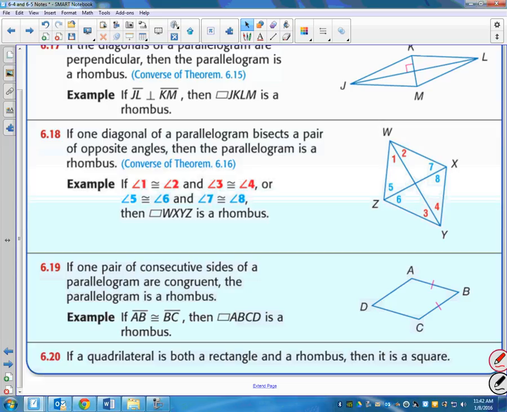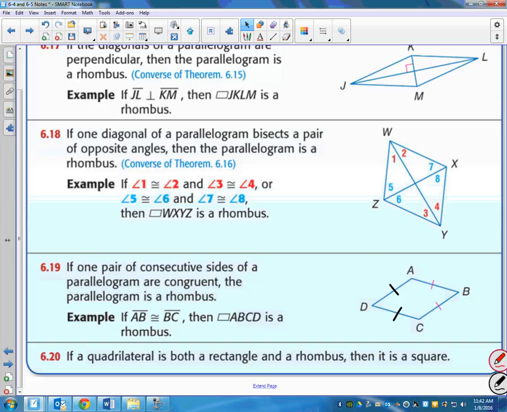What do we know about opposite sides in a parallelogram? They're congruent. So we know this side's congruent to this side, and we know this side's congruent to this side. If you just know that two sides next to each other are congruent, that's enough to say that it's a rhombus. And then theorem 6.20 says if a quadrilateral is both a rectangle and a rhombus, then it's a square, and we kind of know that already as well.